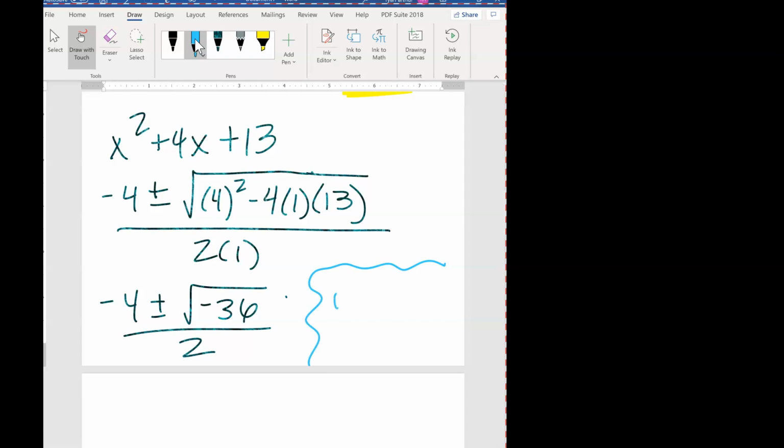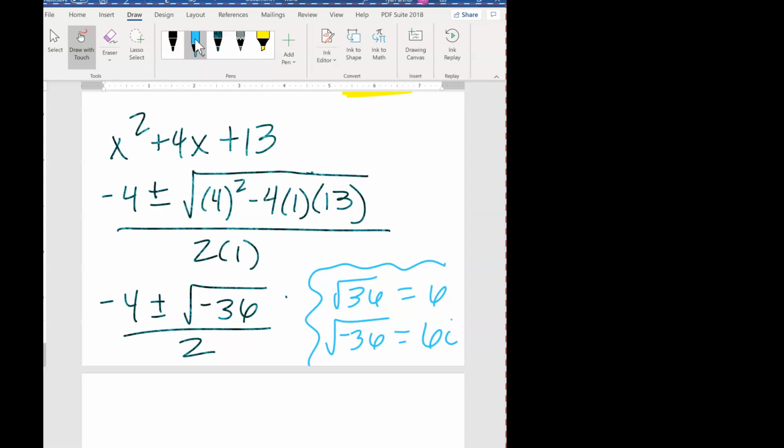So the square root of positive 36 is 6. That means the square root of negative 36 is the same thing, but that negative turns into an i. So it's positive 6i. Okay, so the square root of negative 36 is 6i.